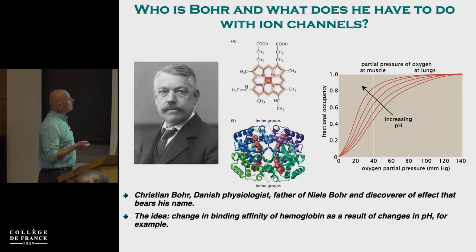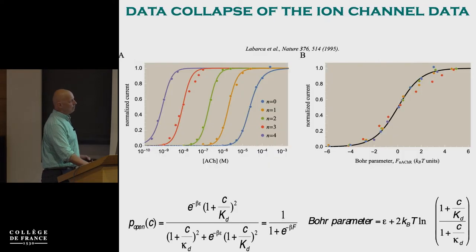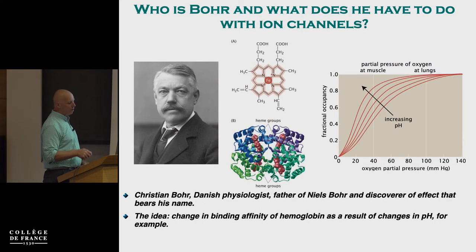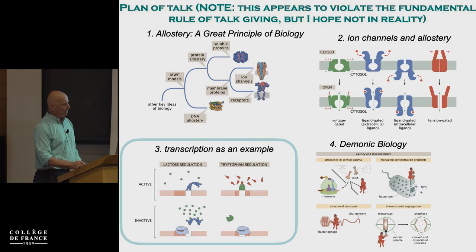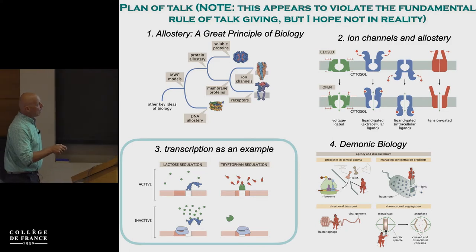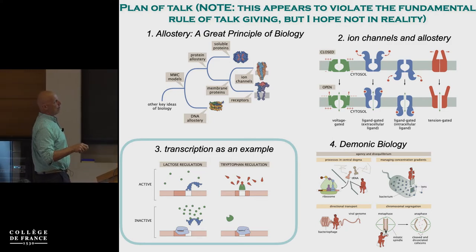And the thing that I'm trying to say is that this effect discovered here is actually, once again, I'm going to use this notion of sameness, the same as this family of curves. And yet, both for hemoglobin and for the ion channel, they all can be brought onto one master curve. OK, so I gave you this example of ion channels and allostery.